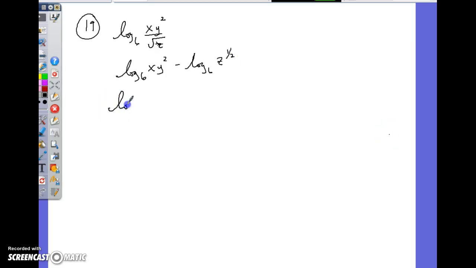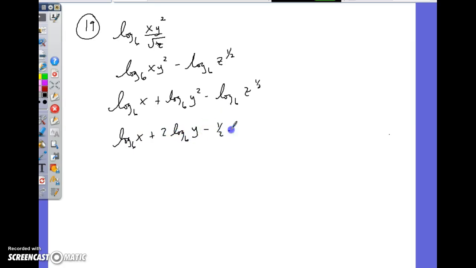I'm going to separate this some more. I go log base 6 of x plus log base 6 of y squared minus log base 6 of z to the 1/2 power. And I haven't expanded this enough because I got powers I can throw in front. So I got log base 6 of x plus 2 log base 6 of y minus 1/2 log base 6 of z, and I'm officially done with that expansion. And it's a nasty one. Everybody got it? All right.